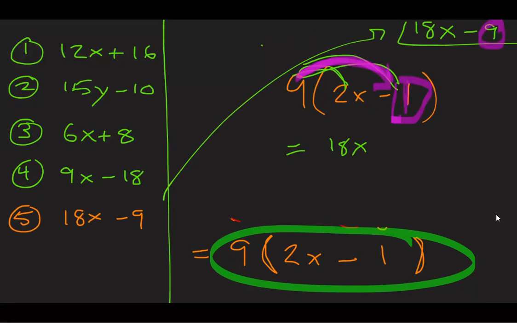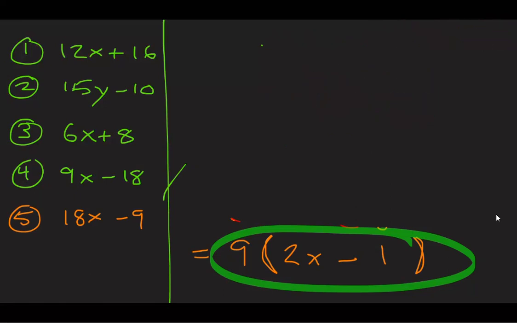So if that explanation didn't make sense, don't worry. Just know that if you take everything out, you leave a 1. But again, this green circled expression at the bottom would be our answer.